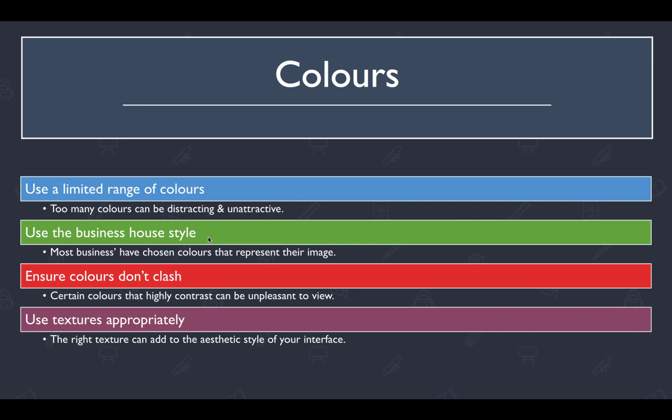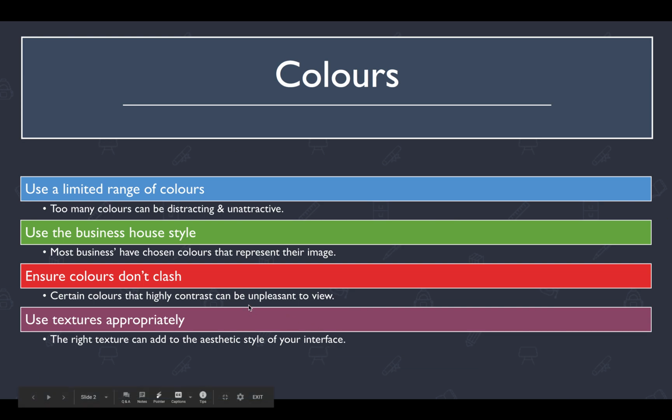Use a business house style, okay? So most businesses have chosen colours that represent their image. Manchester City and Etihad are no different, okay? So take inspiration from those two organisations as to the colours that you need to include and ensure that they're not clashing, okay? So if you're using different tones of blue, make sure that the text, for example, stands out against the background colour, or the logos stand out against the background colour.